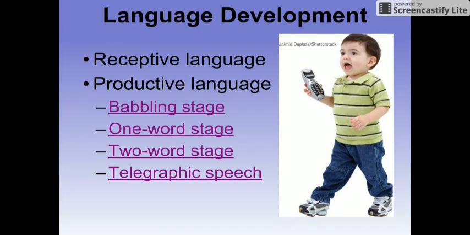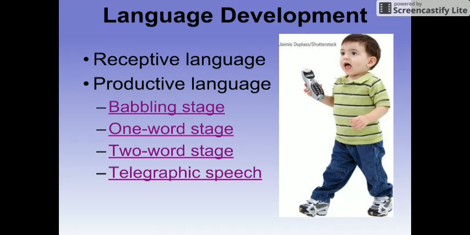For example, an 18-month-old child can understand language a lot better than he can actually say it. So if I said to that 18-month-old child, okay, let's go upstairs to get ready for your tubby, he could understand that, but he could not say those same words. So we learn language in stages, and they're listed here: babbling stage, one-word stage, two-word stage, and telegraphic speech.